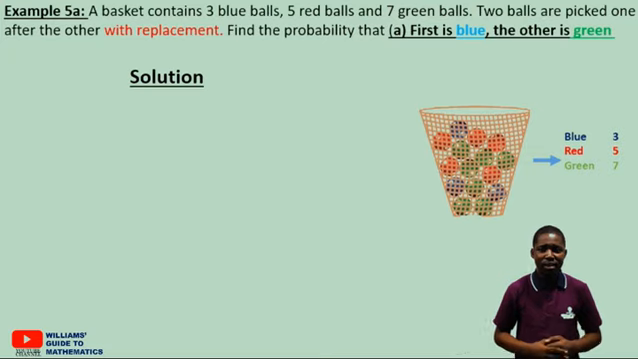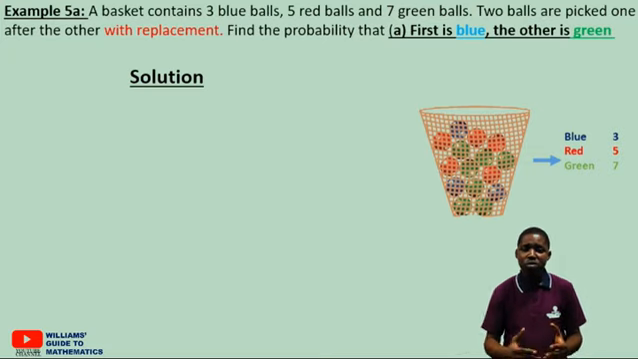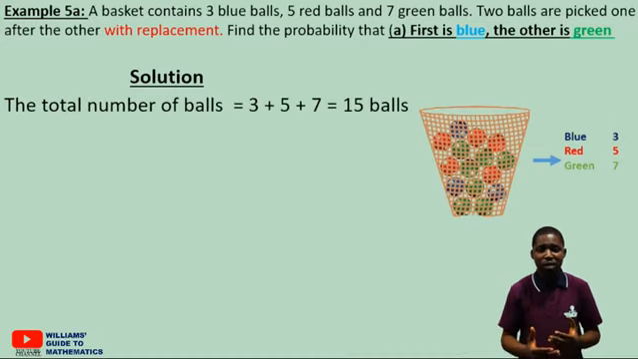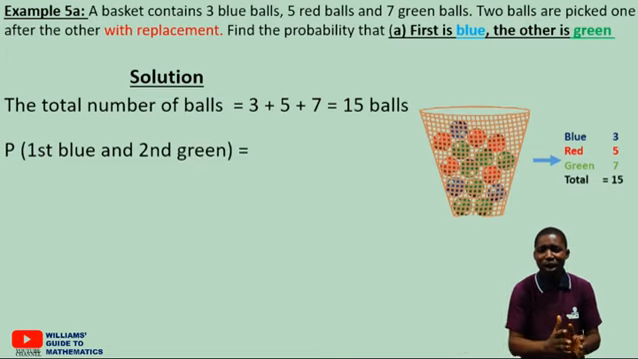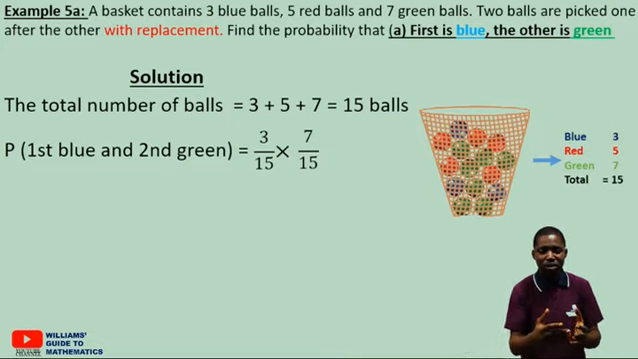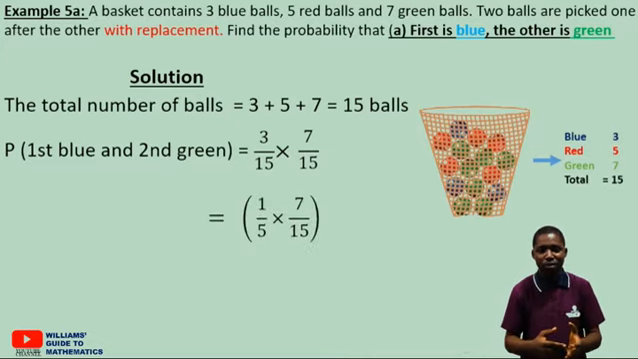Let's take a look at this example. The first thing we need to do is to take the sample space. 3 plus 5 plus 7, that is 15. Now the question is asking for the probability that the first is blue and the other is green. How many blue do we have? We have 3 over 15, multiplied by how many green do we have? We have 7 over 15. Now if I reduce 3 over 15, I have 1 over 5. So if I multiply my result, I will get 7 over 75.